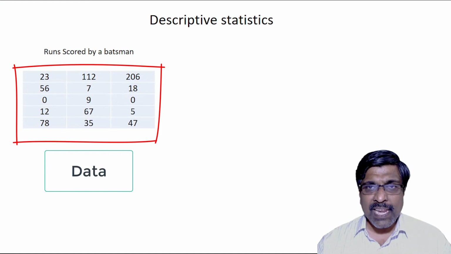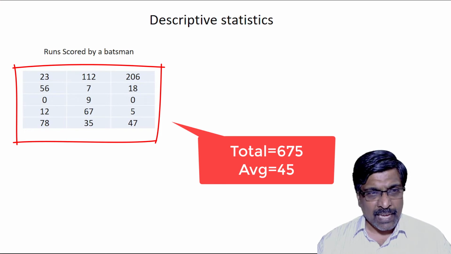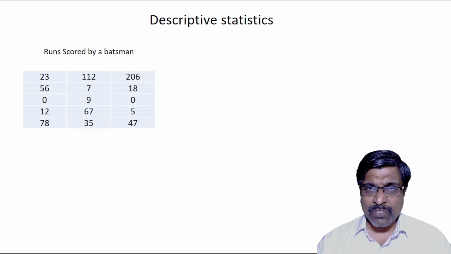If I want to get meaningful information from this data, I need to represent it in the form of information. So how do I do that? I calculate the average score. Now, how do I calculate the average score? I take all the individual scores, sum them up and divide by the total number of entries. I think there are around 15 entries here. So when I do that, I get the average score.